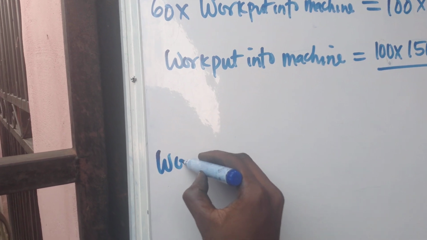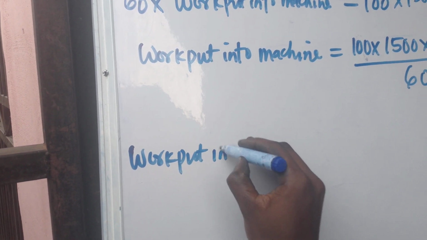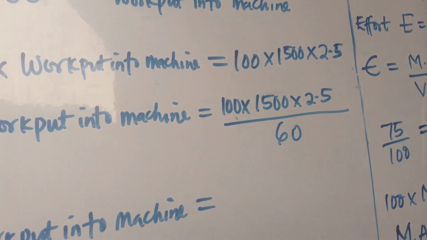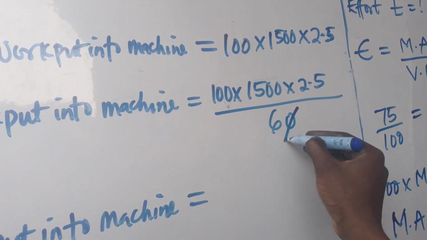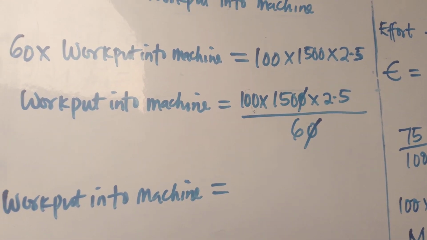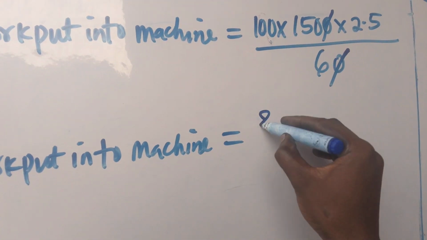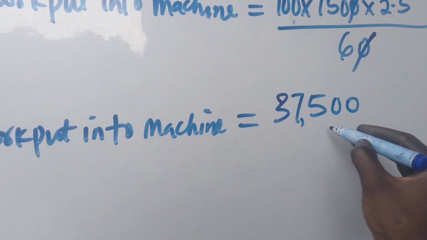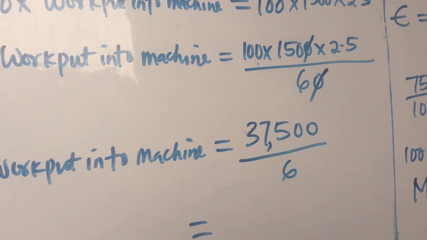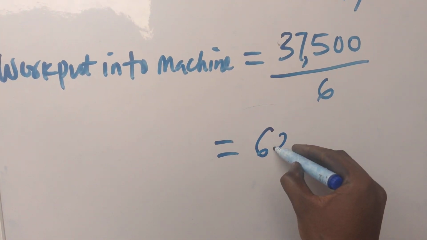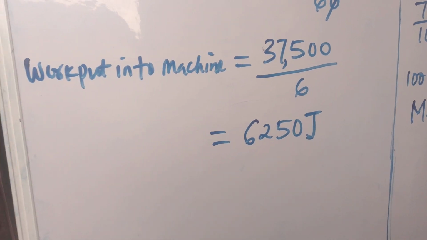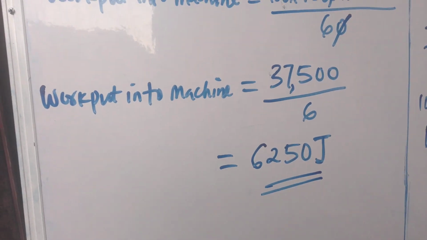So that means that the work put into machine will be equal to, when I multiply the whole of this, we cancel one of the zeros. And when I multiply the numerator, this will give me 37,500 divided by 6. If I divide by 6, this will give me 6250 joules. Okay, so that's the final answer.